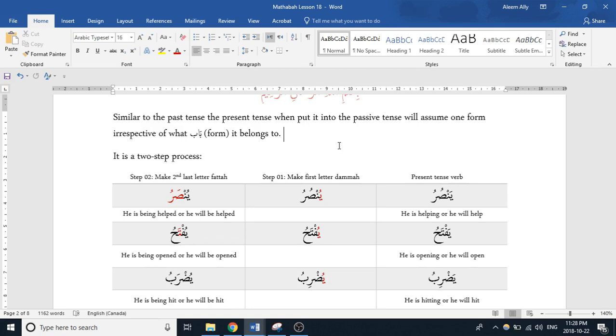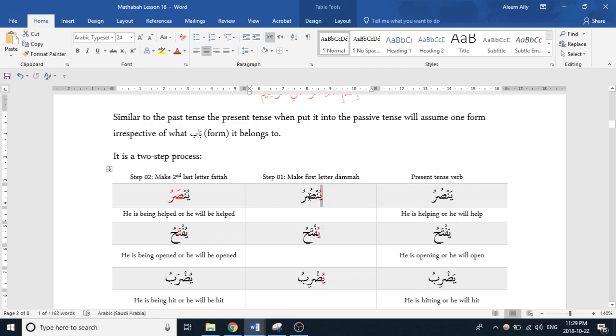The same thing applies to the present tense. So that's why it says here that the passive tense will assume one form irrespective of the form it belongs to. Whether it's part of nasara yansuru or fataha yaftahu or daraba yadribu, it's always going to be the same thing happening. And really it's just a two-step process that's really simple. You take the first letter and you put a dhamma on it, then you take the second last letter and you put a fatha on it. And that's it. That's all you gotta do.